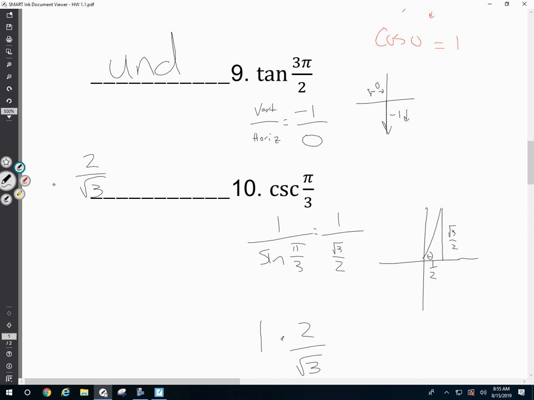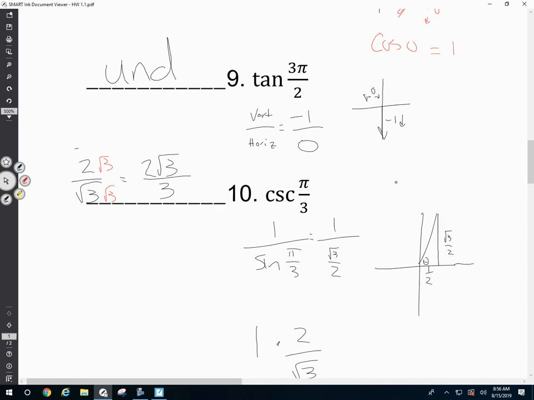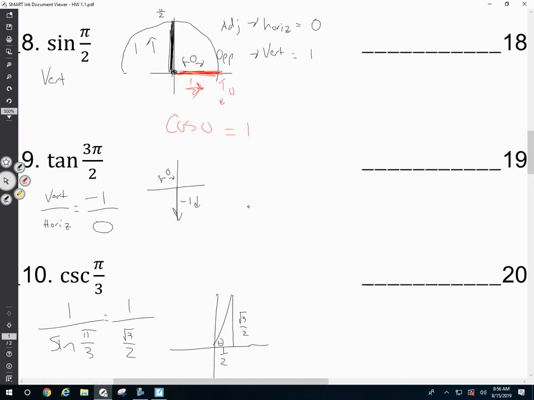However, you need to be prepared to rationalize for a multiple choice problem if you don't see this answer on a test. So for a quiz, this is fine to leave it 2 over root 3, but be prepared to simplify and rationalize. I don't want to call this simplifying. I don't think this is simpler than this. This is just a different way to look at 2 over root 3. So don't call it simplify, call it rationalize.